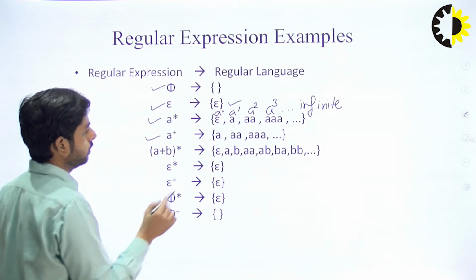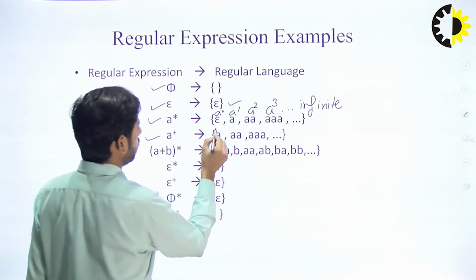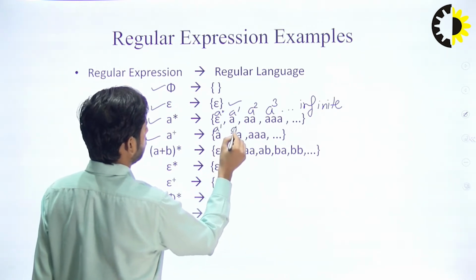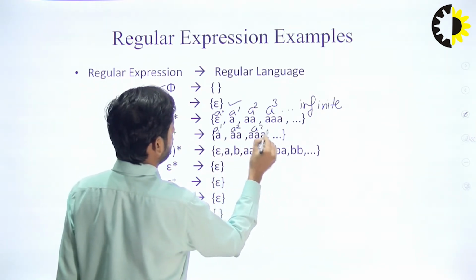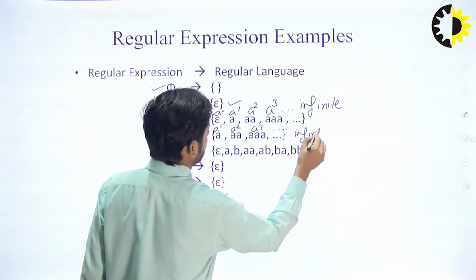Similarly A plus, so A plus means 0 is not included. So A raised to power 1, A raised to power 2, A raised to power 3, up to infinite.